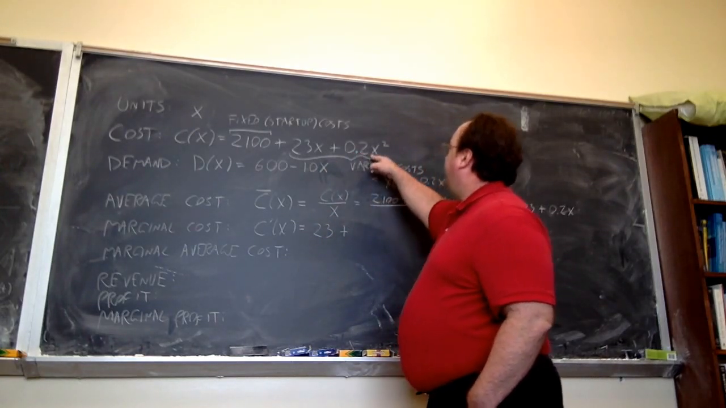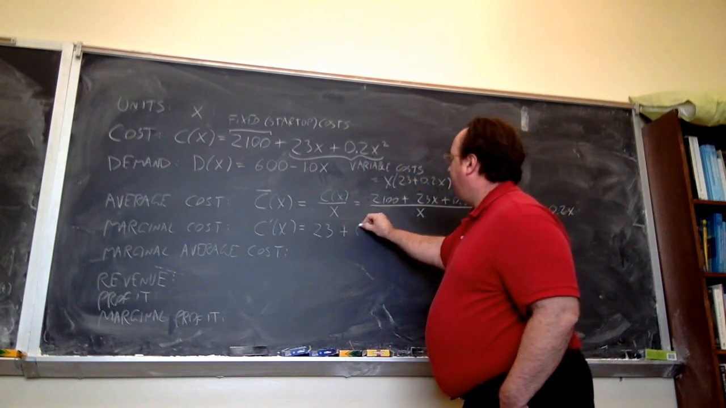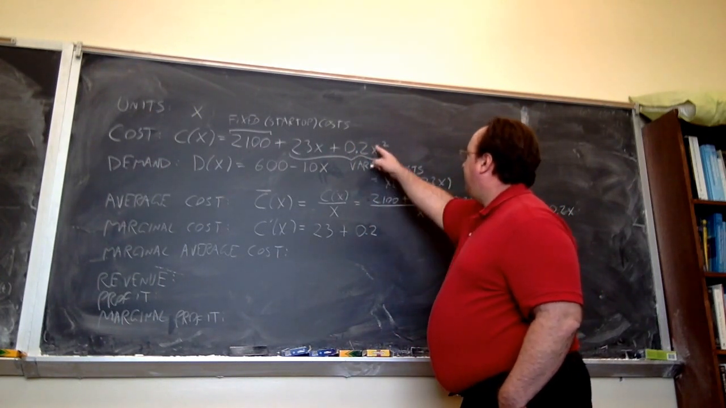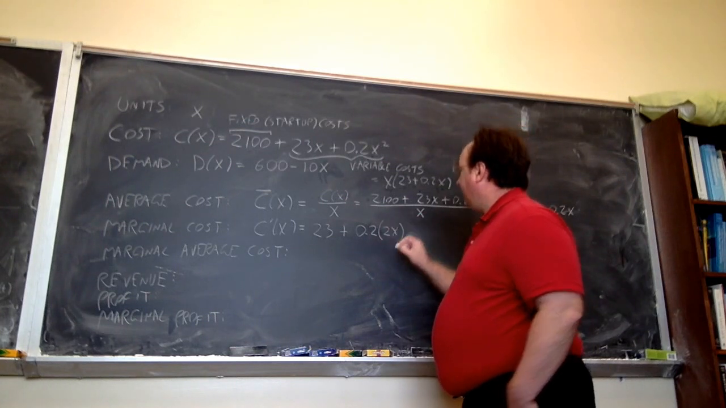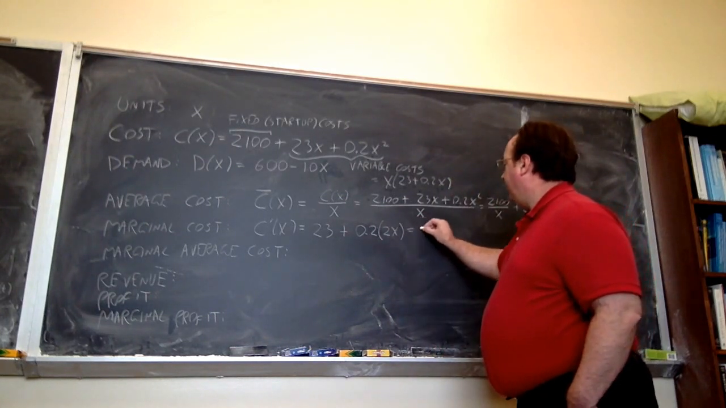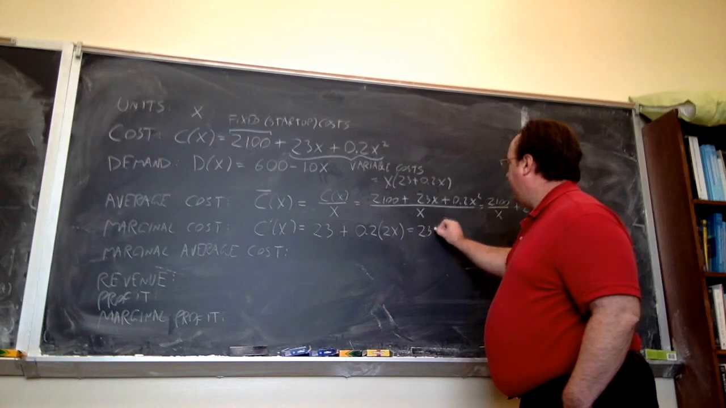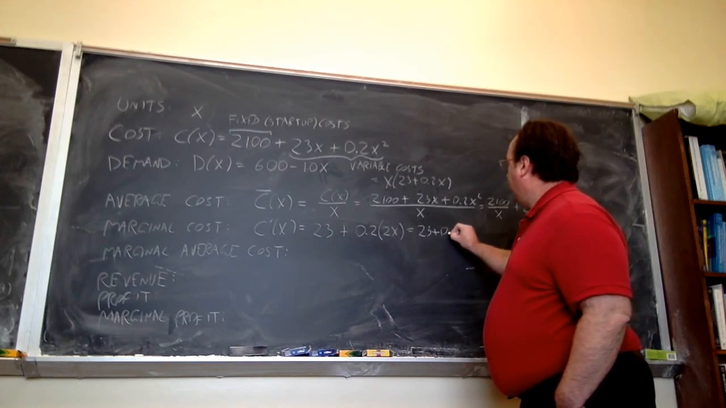And then moving on to the next term, I have 0.2 times the derivative of x squared, which is, as we've seen before, 2x. So all told, we get 23 plus 0.4x.